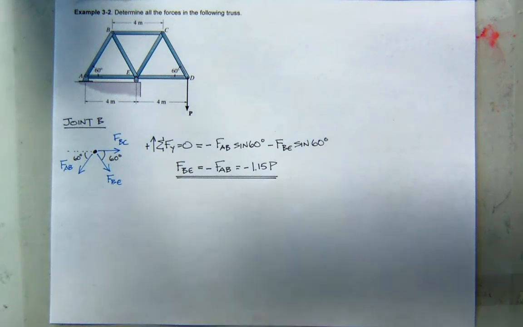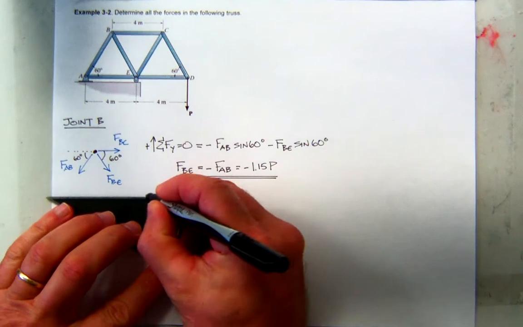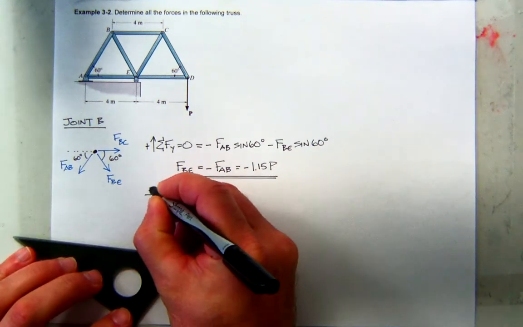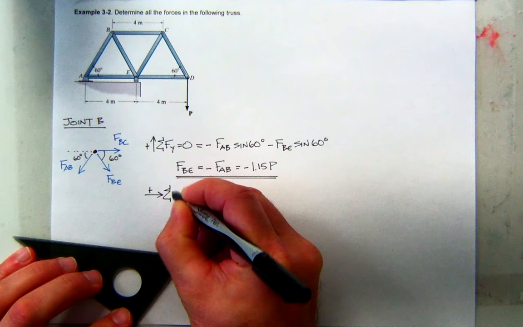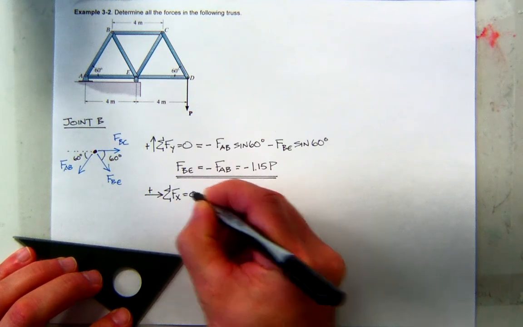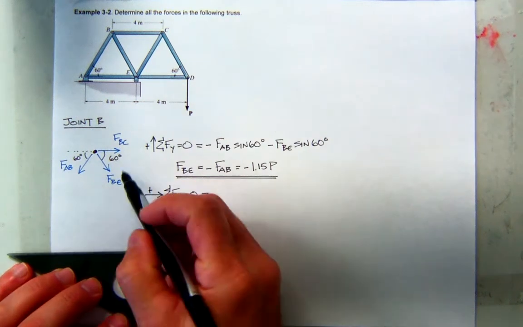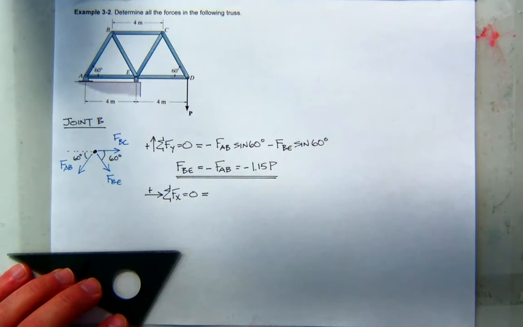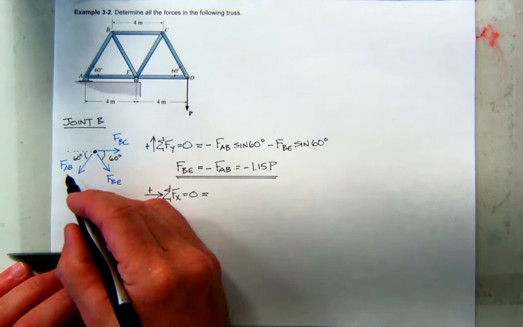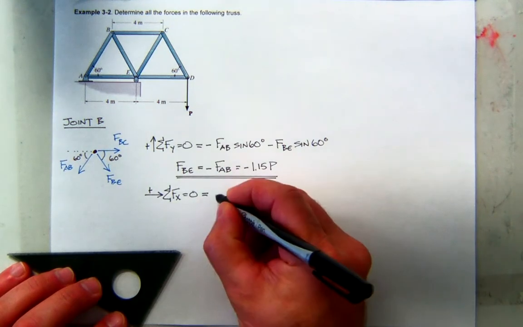So now we can finish up by making sure that we have equilibrium in the X direction. So we'll sum the forces in the X direction. And now we got a lot to account for because everybody's got an X component. So I'll just start from the left and work my way to the right. So starting at the left side, I've got FAB. It's to the left, so that's negative.